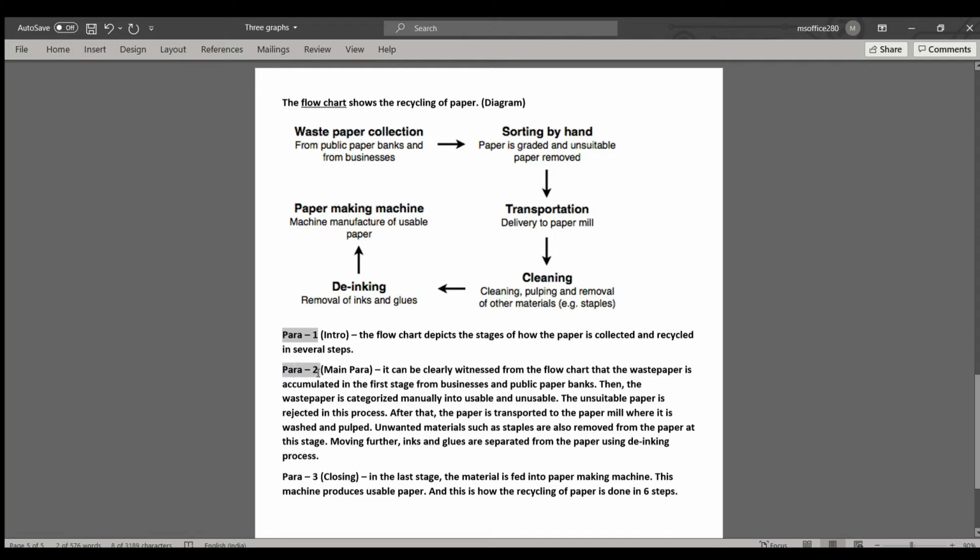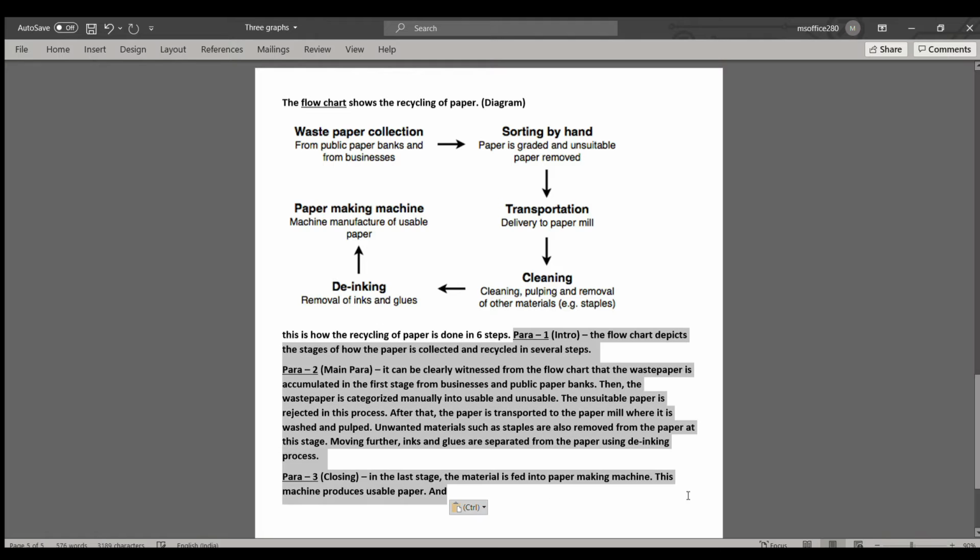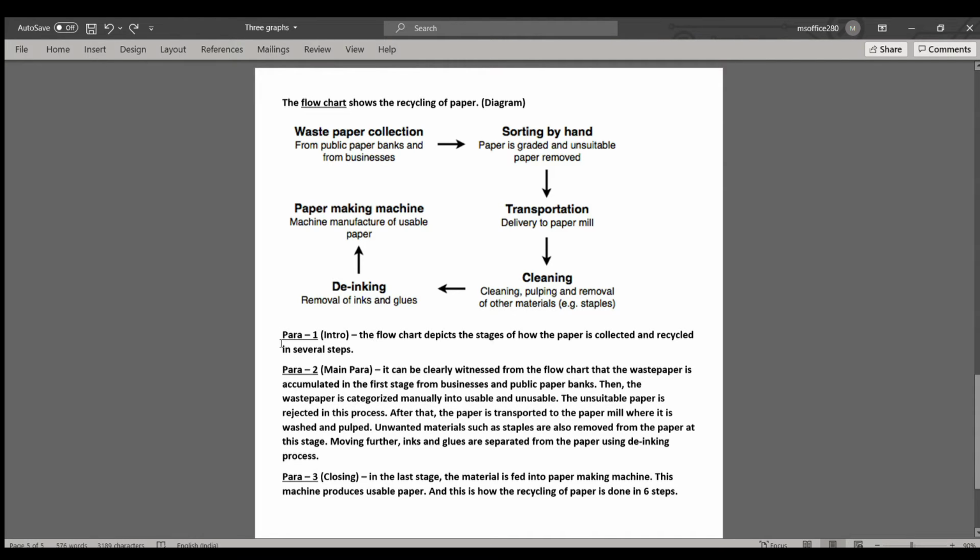So this is pretty simple. In this kind of task, you will only make 3 paragraphs. Para number 1, the introduction. Para number 2, the main para. Para number 3, closing. And always remember that your alignment will always remain on the left hand side. Keep the alignment towards the left hand side.